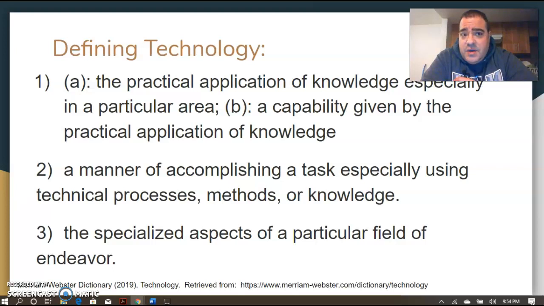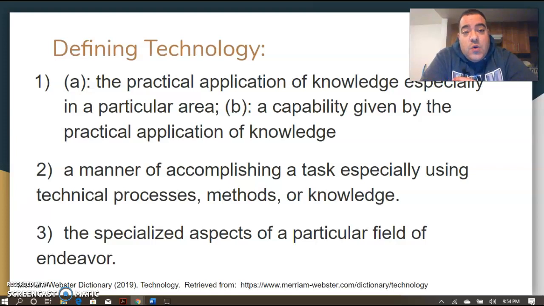Now, if you think about it, we use the computer to support learning. We use our phones and tablets. We may also use robotics and coding to help us engage students in developing an understanding and knowledge of different topics, subjects, etc. But there are many other technologies that are out there that help us to accomplish some sort of task or process that are not necessarily mechanical. And this is an important piece because these are all specialized aspects of a particular field or endeavor. It's specific to a function.